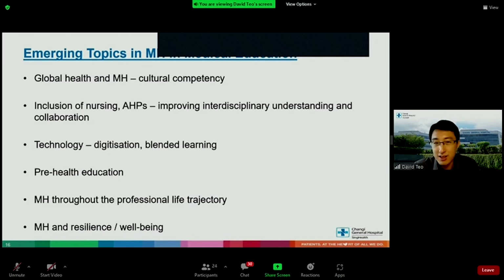Also pre-health education initiatives have been come up with. So for people who are pre-medical school, some of them go through some of these programs to assess their suitability or to reflect on whether a medical career is suitable for them. There's also been talk about including medical humanities training throughout the professional life trajectory, so that's continuous professional development. And also a very big thing, especially right now, is greater focus on mental health and burnout during the ongoing pandemic, and how medical humanities can improve resilience, well-being, and reduce burnout.